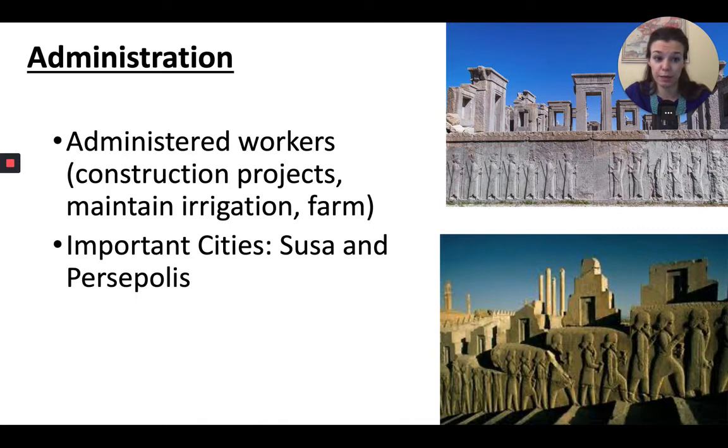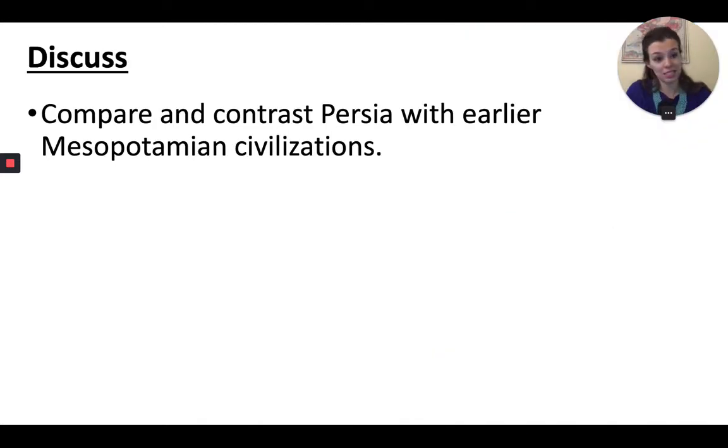So let's talk a little bit about religion. Let's discuss this first. So I want you to compare and contrast Persia with some of our earlier Mesopotamian societies. So if you are one of my students, you're going to be responding to this question on Edpuzzle. What are some similarities and differences? Compare and contrast is another one of our historical thinking skills that the AP wants us to be familiar with. So it's one that you should be able to pull out.